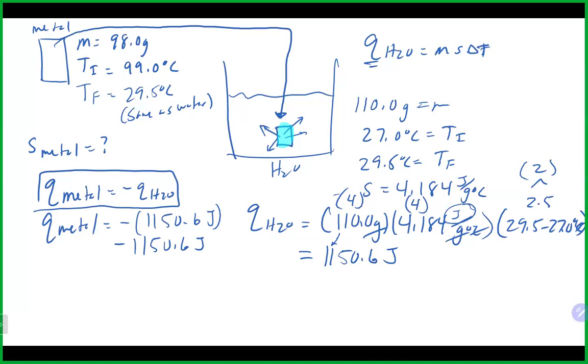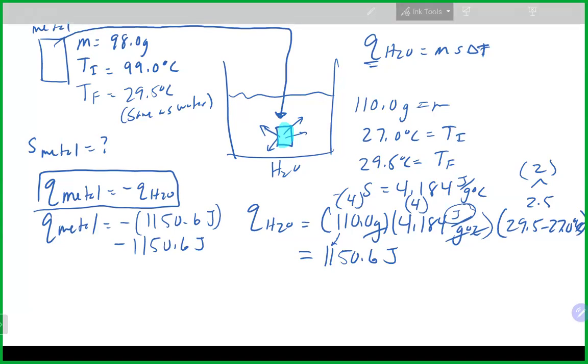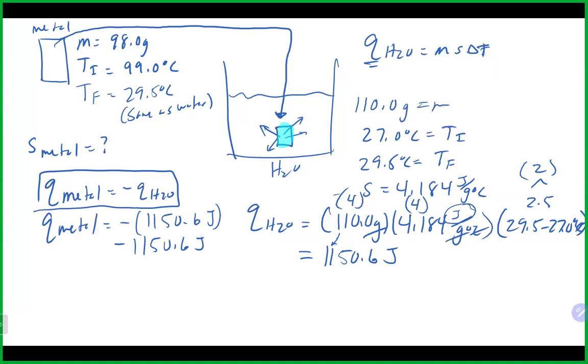Any questions on that there? Now, that's really helpful if we think about the metal now and our specific heat equation for the metal. If we look at Q for the metal is equal to ms delta T, we now have the energy from the metal that we just did. We have the mass of the metal. We have the change in temperature of the metal.